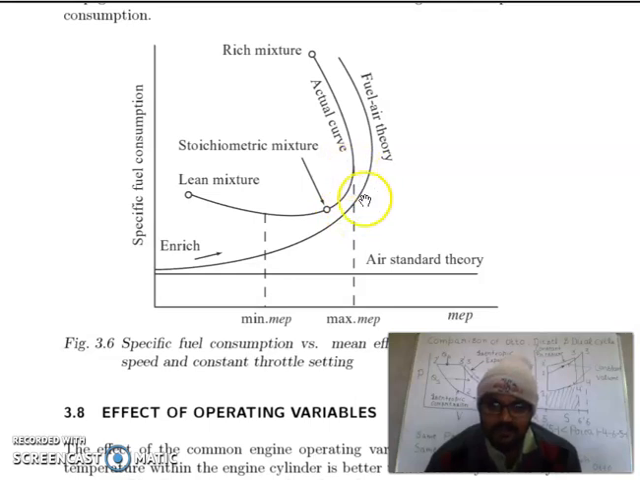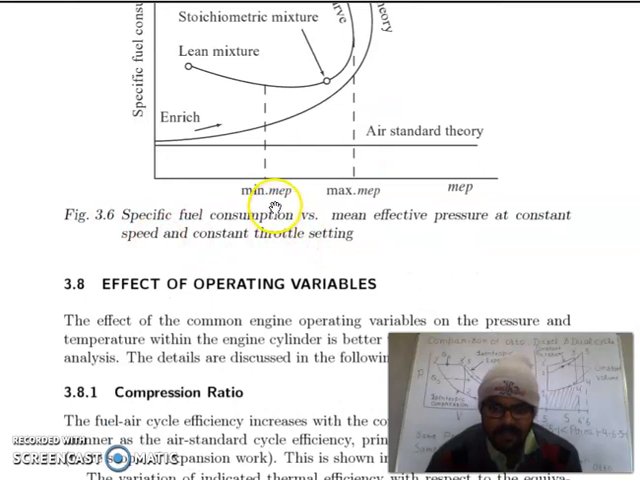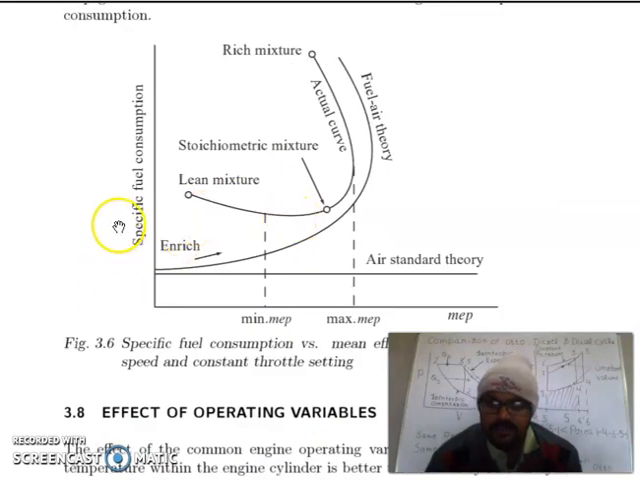So in a nutshell, we have three curves here. One is for air standard efficiency, which is not of much use, because in an actual engine we don't have air alone, we have fuel. Then there is the fuel air cycle analysis, which we are doing now in this chapter, and this is the actual curve which the engine will produce. So this is specific fuel consumption versus mean effective pressure at constant speed and constant throttle setting. In the next class we will discuss the effect of other parameters on the operating conditions of the engine.